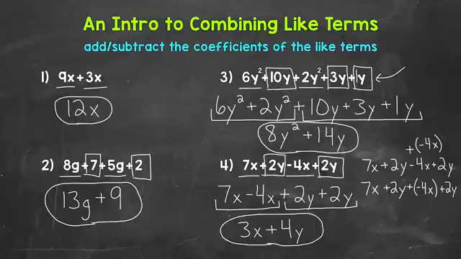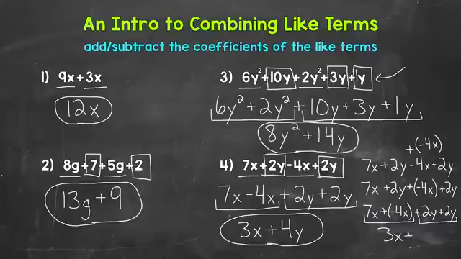Let's rewrite that expression with like terms next to each other. So 7x plus negative 4x plus 2y plus 2y. Now we can combine like terms. We have 7x plus negative 4x. That gives us 3x. And then we have 2y plus 2y. So that gives us plus 4y. 3x plus 4y that way as well.